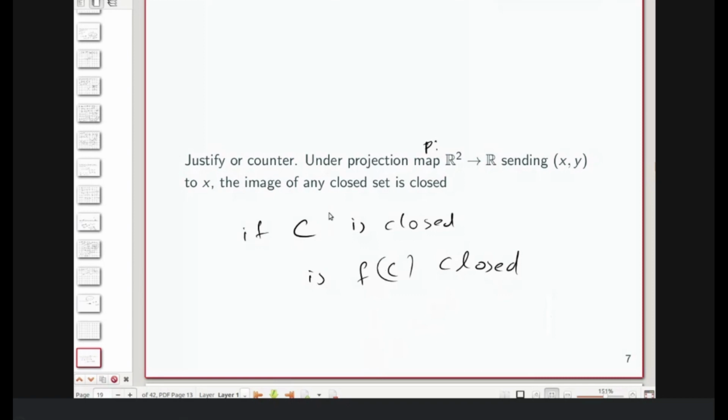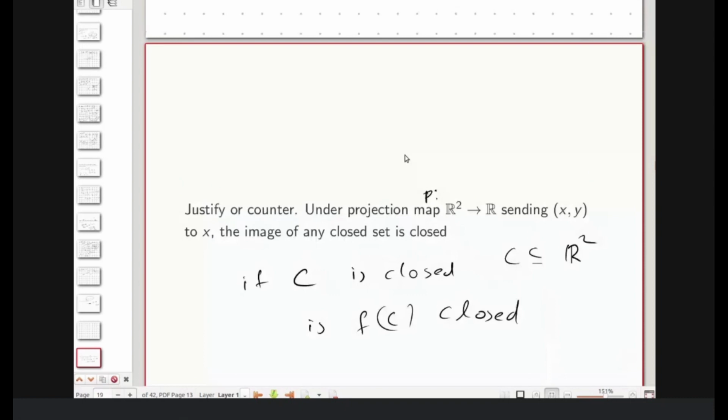So C is a closed subset of R2, and this is a projection map. Essentially it is like this. Assume you have your coordinates like this, and assume you have a set here. For example, I have a circle here, a filled circle. Then the projection to the x-axis is essentially this closed interval that I get. And if I am considering an open disk like this, then I'll get an open interval here.